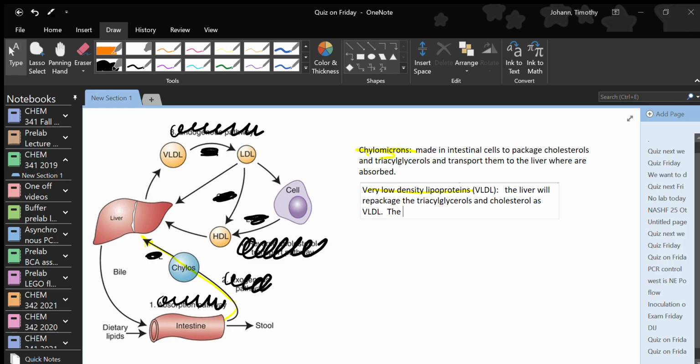All right, so the VLDL is going to go around in the blood and it's going to deliver mostly triacylglycerols to tissues. It's possible there's some cholesterol transfer there, but most of the cholesterol transfer is going to happen with LDL.